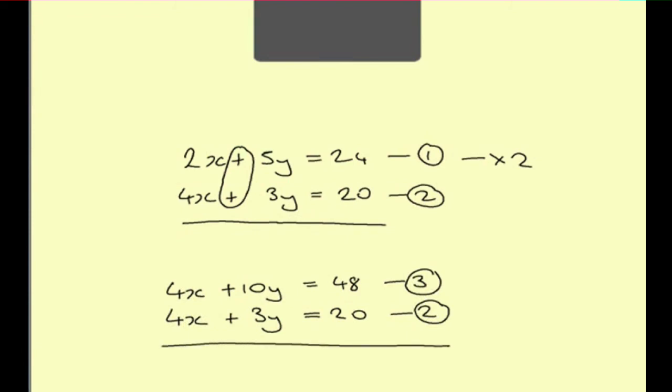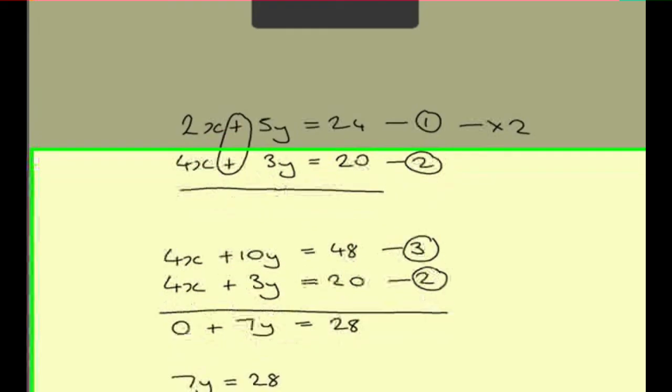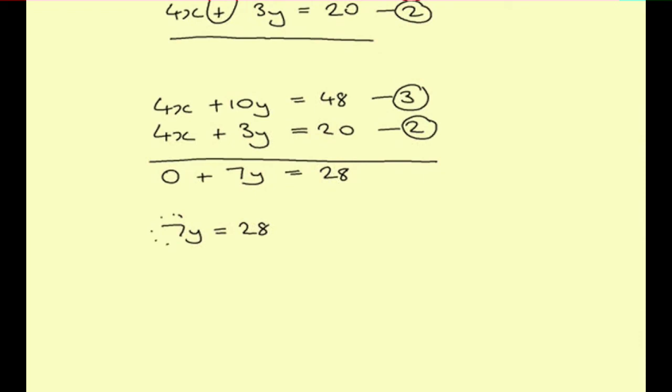So 4x take away 4x, that's just going to give nothing. 10y take away 3y, well, that's going to give 7y. And 48 take away 20, well, that's going to give 28. So I've got 7y equals 28. So what I need to do, I need to get rid of this 7 here. So I divide both sides by 7, so that cancels out like so. So 28 divided by 7 is 4. So y equals 4. So I've solved half of it already.